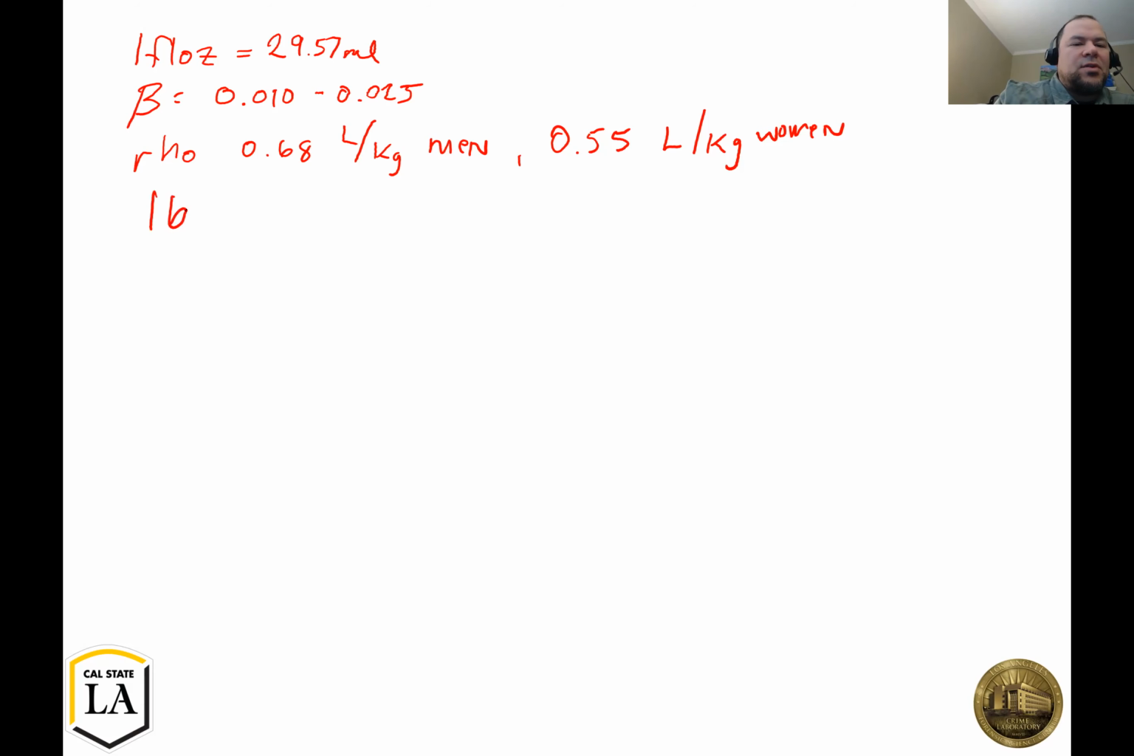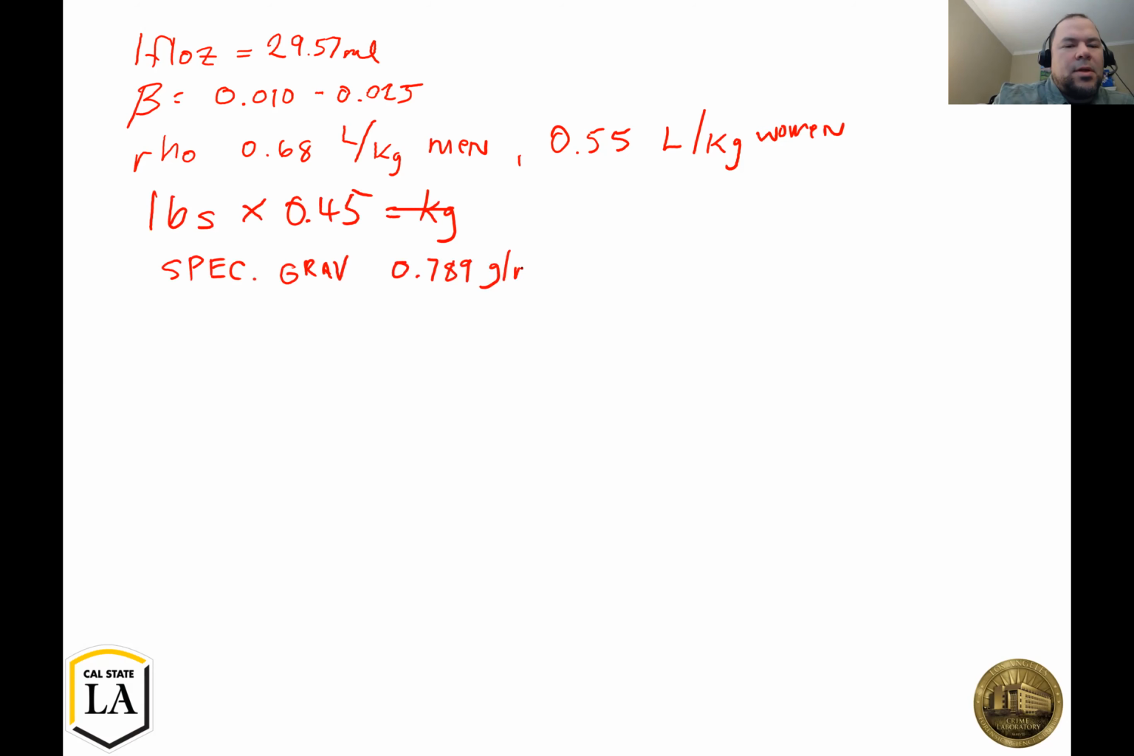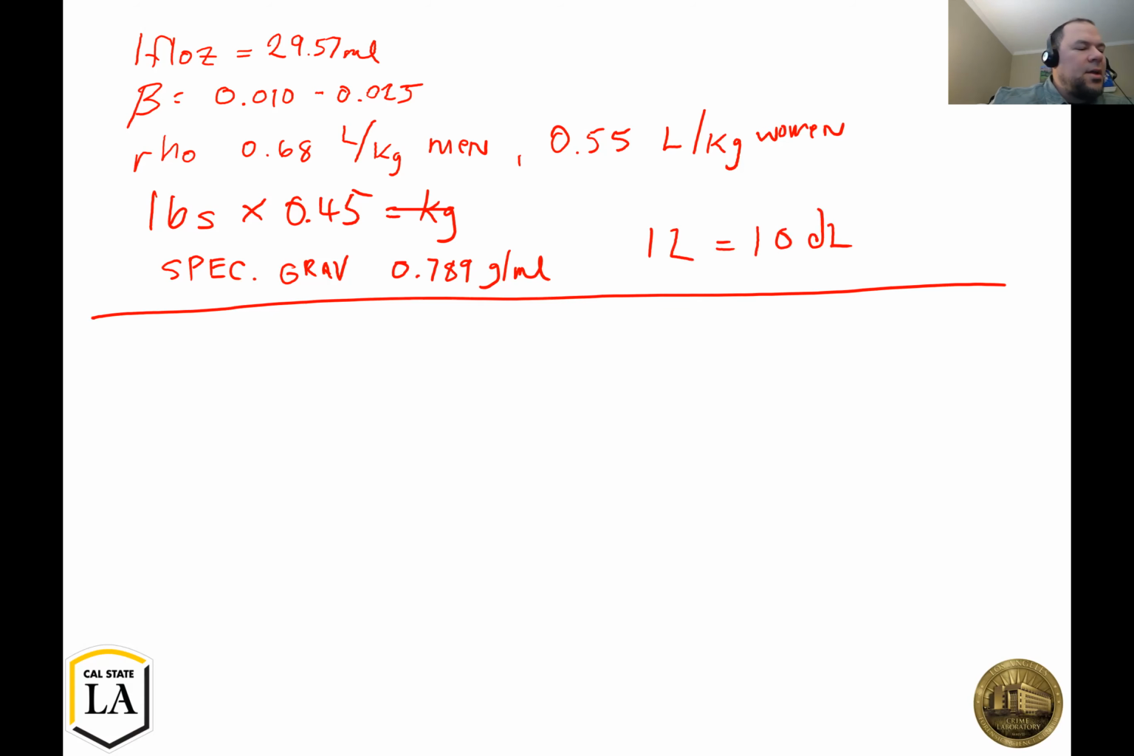Other stuff that's useful is to know that you multiply pounds by 0.45 to get kilograms, because you have to do the calculations in kilograms. The specific gravity of ethanol is 0.789 grams per milliliter. That's useful. And then the other one you actually need at one point is you have to convert to deciliters. So 1 liter to 10 deciliters is also kind of useful. So you have all that information.